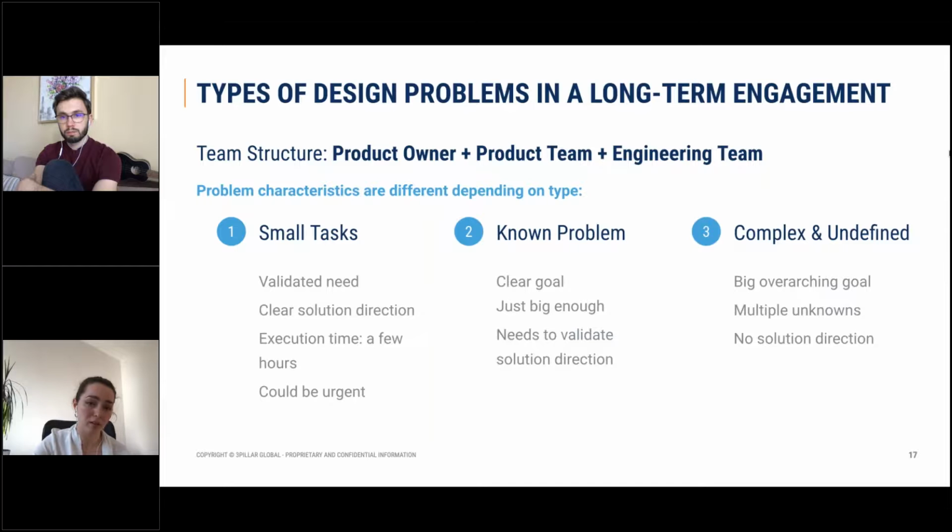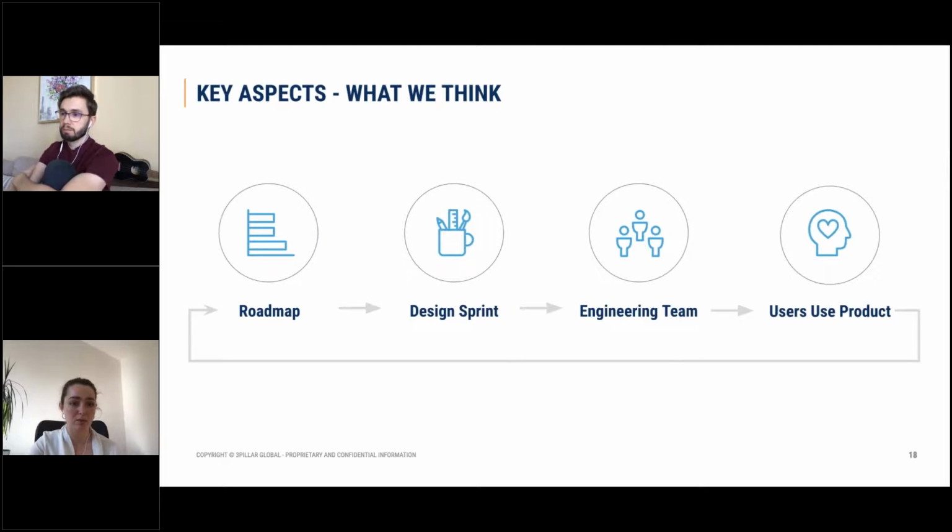Now, the big one, the complex and undefined one. This is usually a general, broad, and vague outcome definition. It has big overarching goals, multiple unknowns, and no very clear solution direction. Here is how we think this all plays out in some of the key aspects.